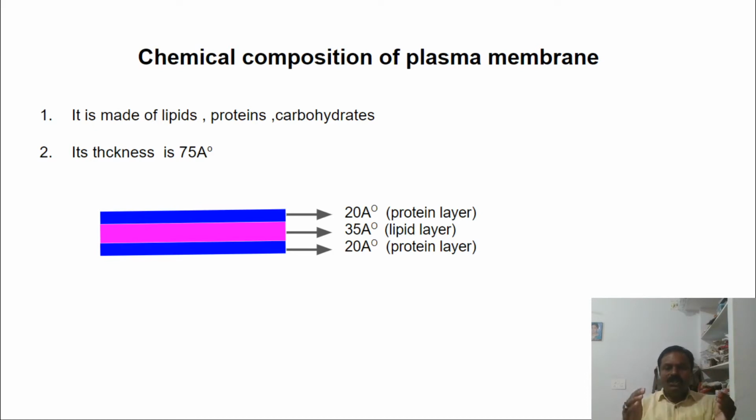Carbohydrates are present attached to the proteins or to the lipids. So this kind of arrangement is there: the lipid layer in the middle and the protein layers on the two sides. Let us discuss in detail the chemical composition of the plasma membrane, that is, the lipids, proteins and carbohydrates.